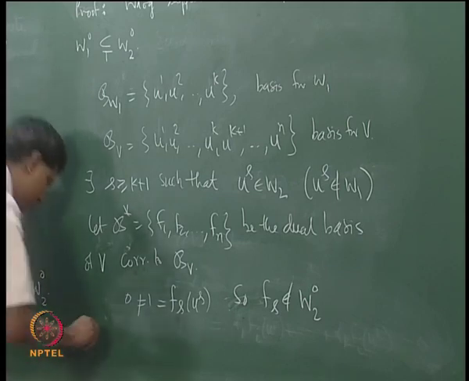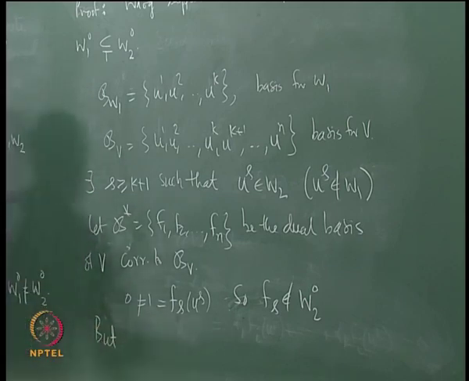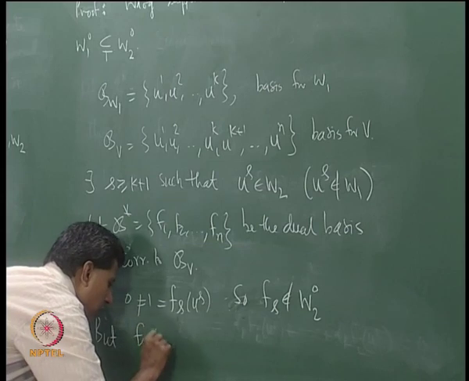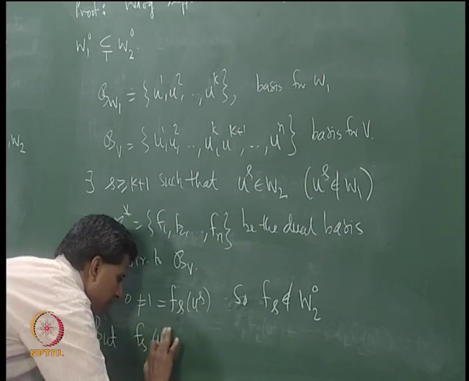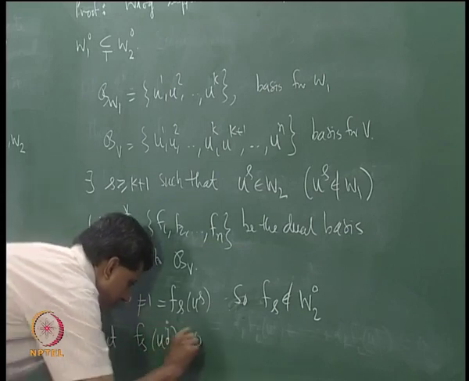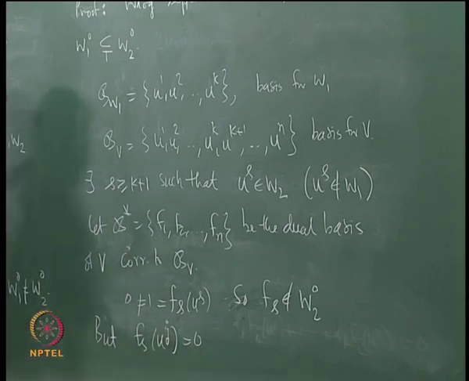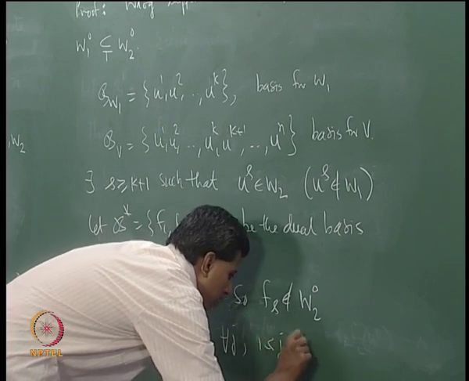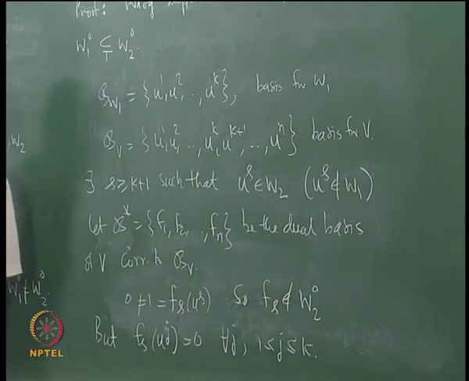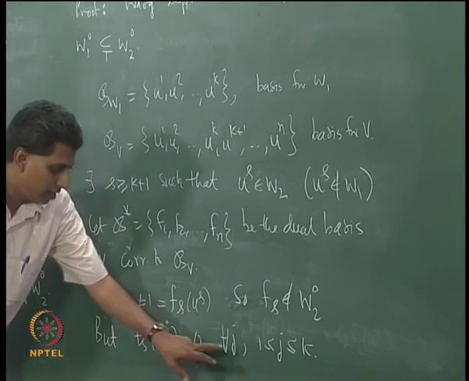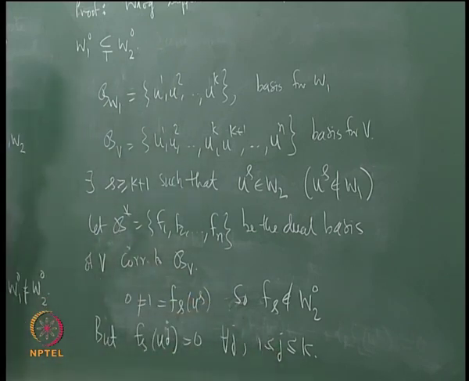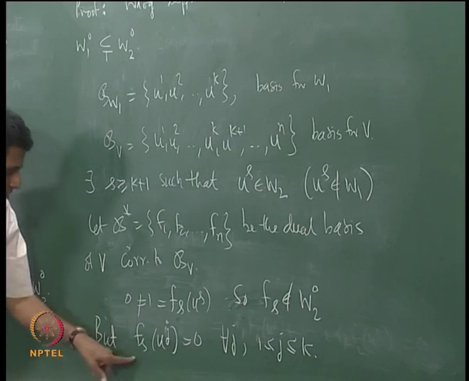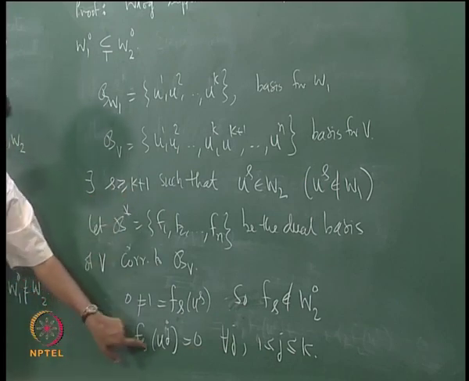Why? Fs of uj equal to 0 for all j such that 1 less than or equal to j less than or equal to k. By the definition of the dual basis, because j runs from 1 to k, s is greater than or equal to k plus 1. So j can never be equal to s. So s is never equal to j.